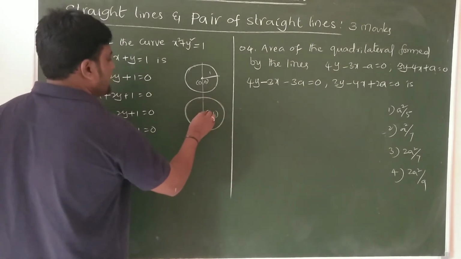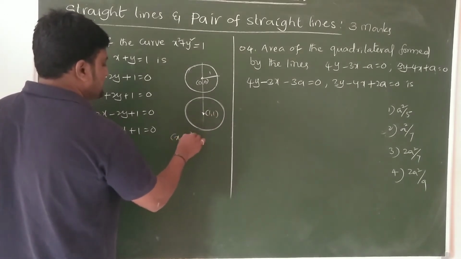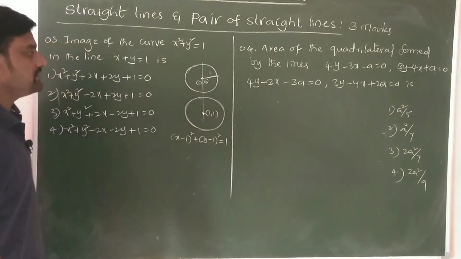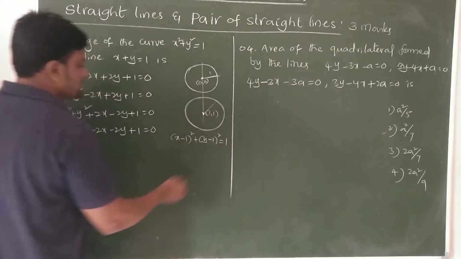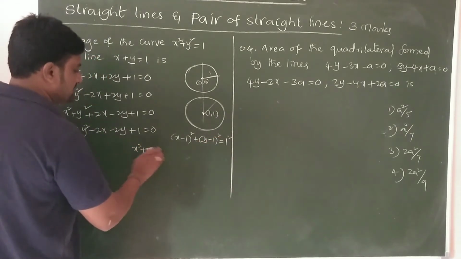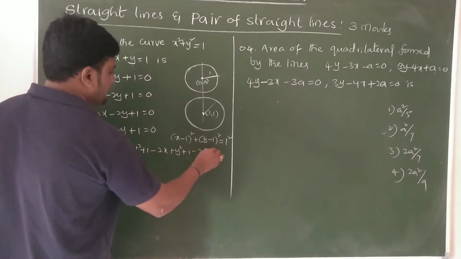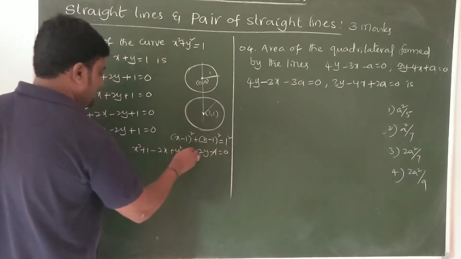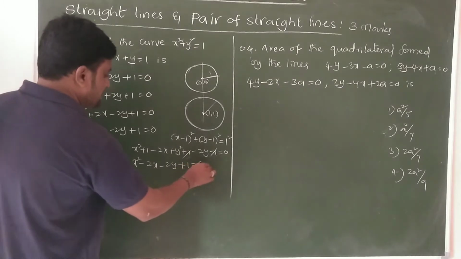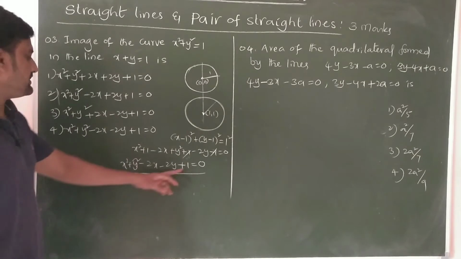Then the equation of the circle with center 1 comma 1 is x minus 1 whole square plus y minus 1 whole square equals 1 square, with the same radius 1. Then x square plus 1 minus 2x plus y square plus 1 minus 2y minus 1 equals 0. Then the 1s can cancel, so x square plus y square minus 2x minus 2y plus 1 equals 0.